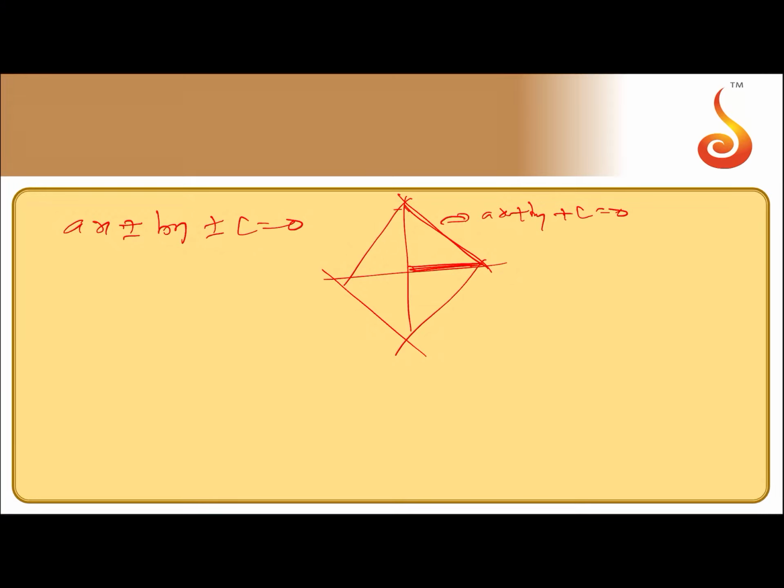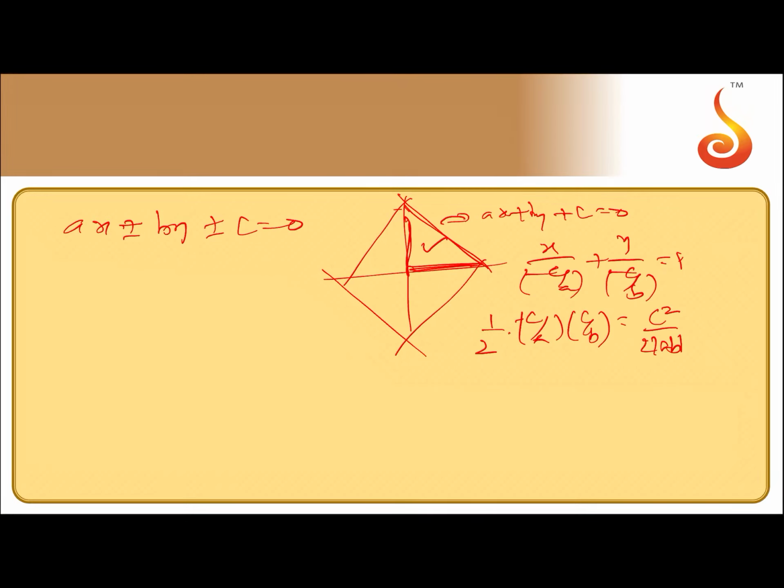Putting it in the intercept form, x divided by minus c by a, plus y divided by minus c by b is equal to 1. You get the x-intercept and y-intercept, and the area is nothing but half into base into height. The area of this particular part is nothing but half into c by a multiplied by c by b, and that is equal to c square by 2 modulus ab.